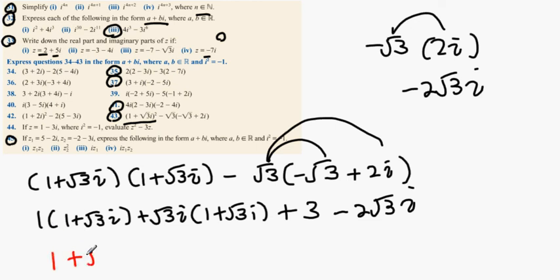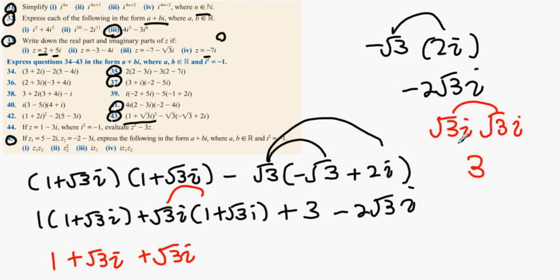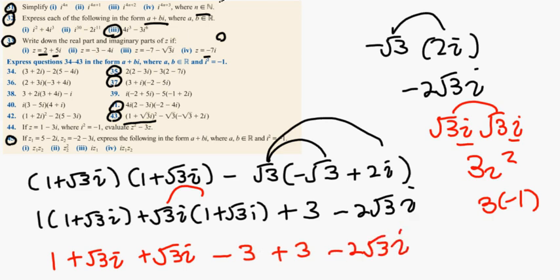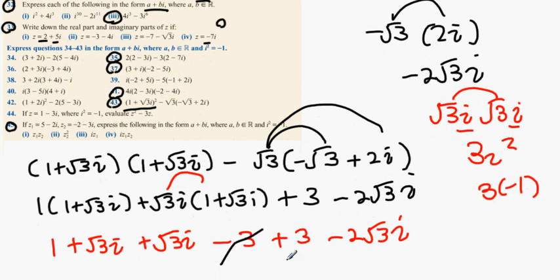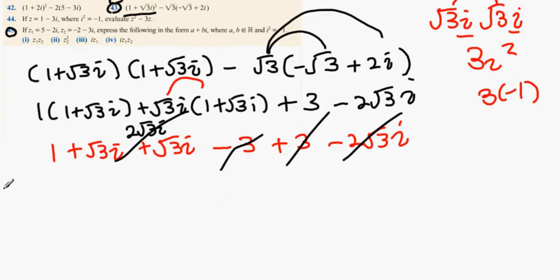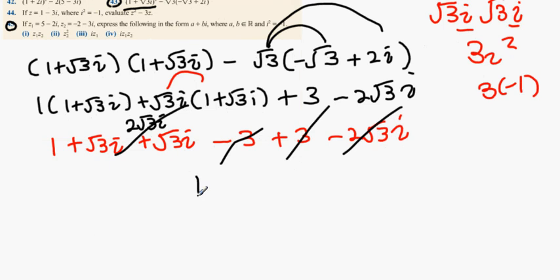Multiplying this out a bit more, we get 1 plus √3i. Then we get another √3i. And then we get √3i multiplied by √3i. It's going to be √3 by √3 is 3, i by i is i², 3 times −1, minus 3. Plus 3 minus 2√3i. Now look what happens here. The −3 cancels with the plus 3. √3i plus √3i is 2√3i. That will cancel with the −2√3i, leaving an answer of 1. Okay.